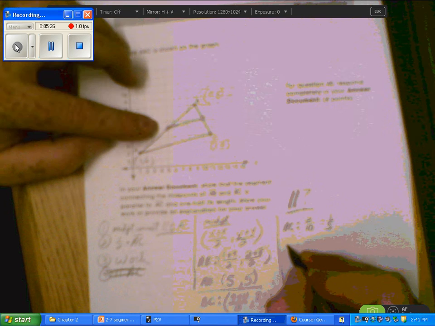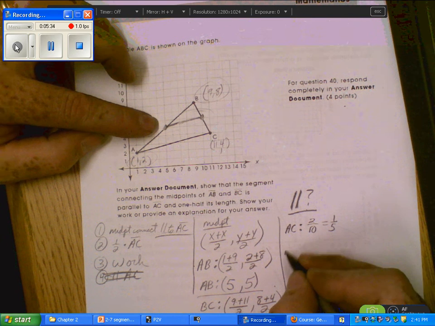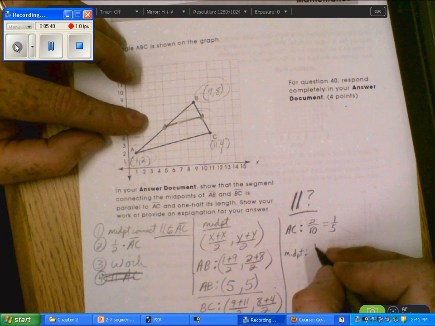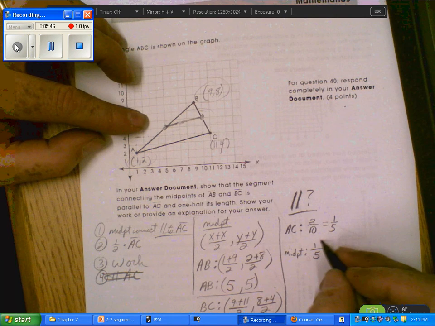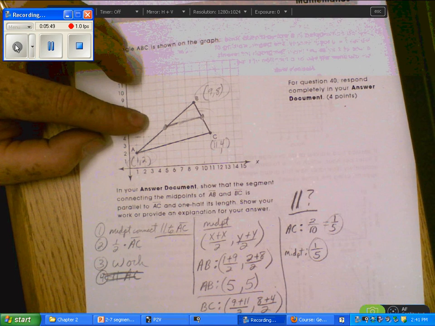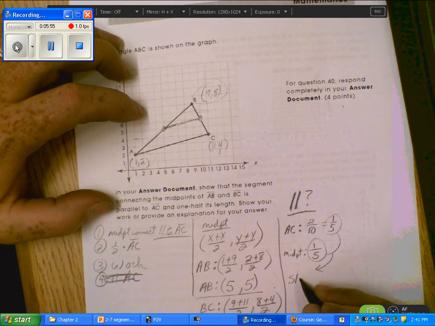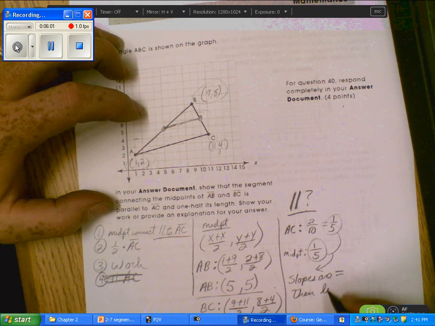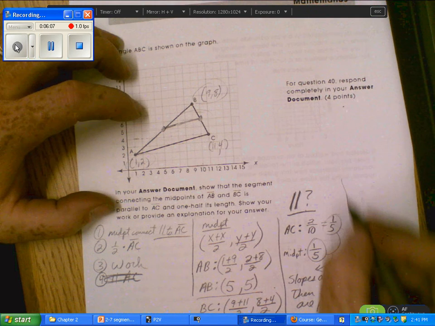Then the slope of our new line, where it's the midpoints, we go up 1 over 5. Those end up being the same. Since the slopes are equal, then the lines are parallel. So we then know that it's parallel. So that's part of it.